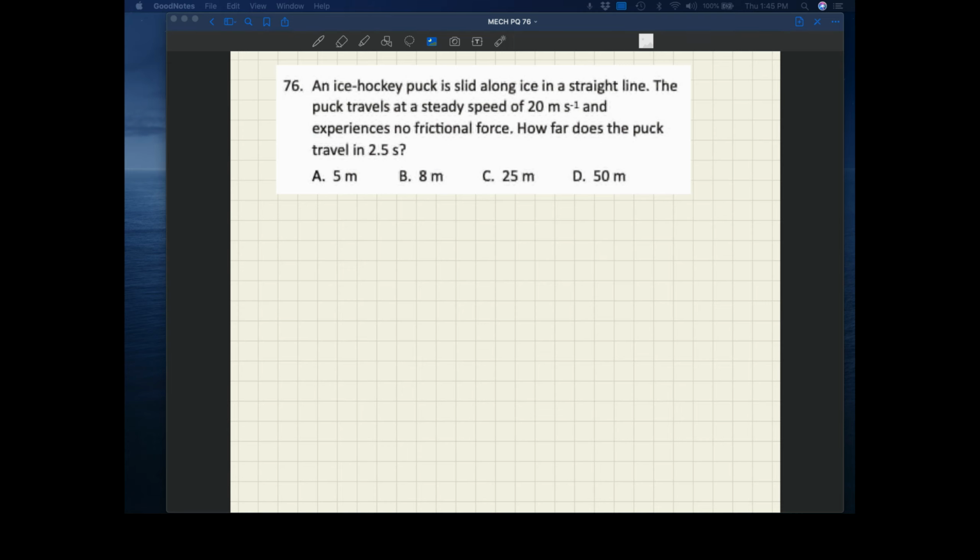So in this question we see there is no graph. So we're going to start right in reading and convert what we read into a picture. So we've got a hockey puck slid along ice in a straight line. So here's our straight line and our hockey puck like this.